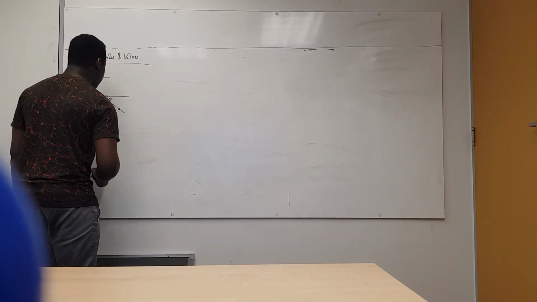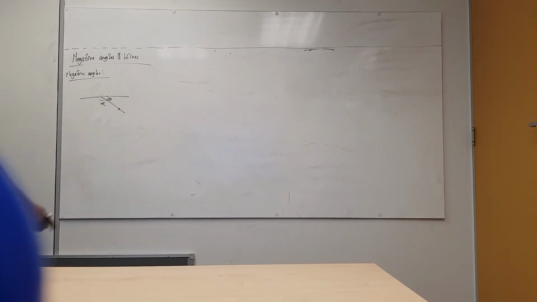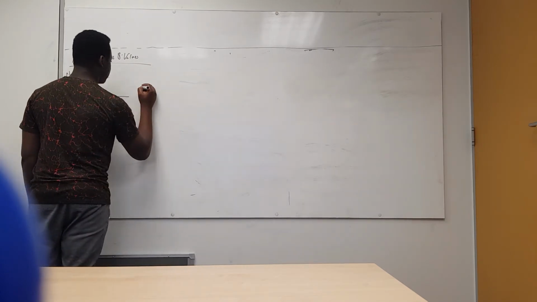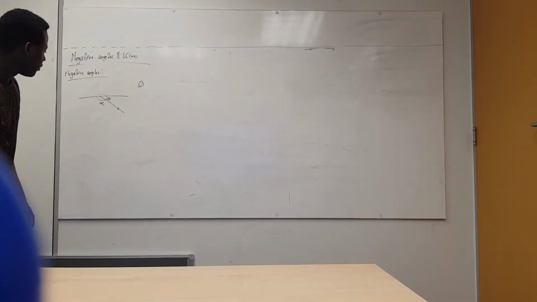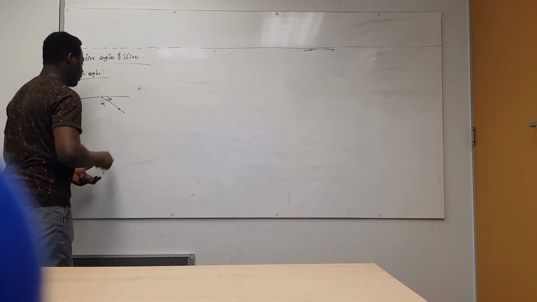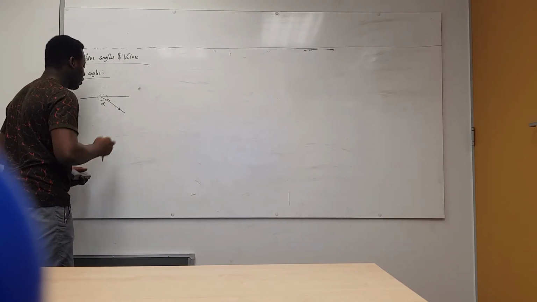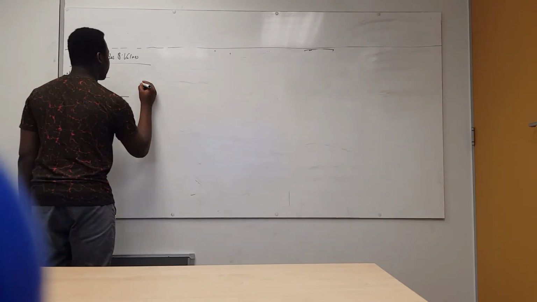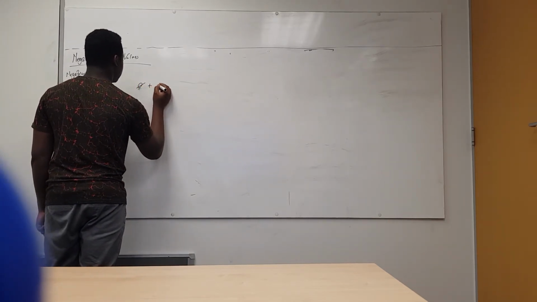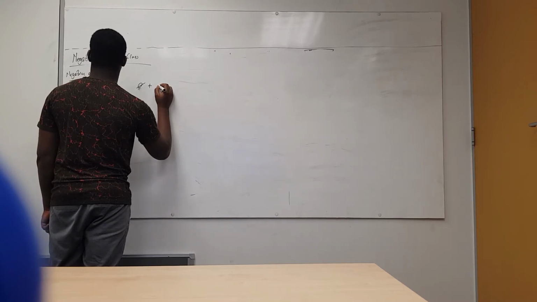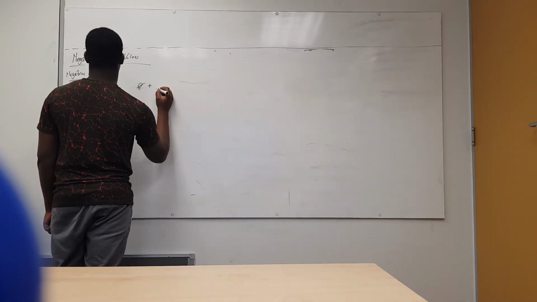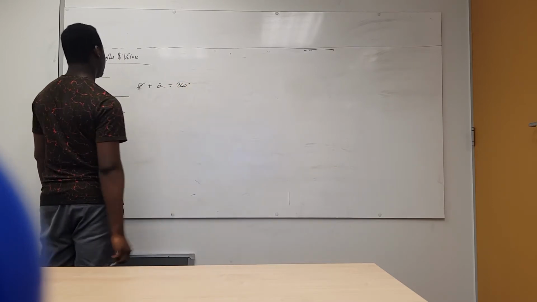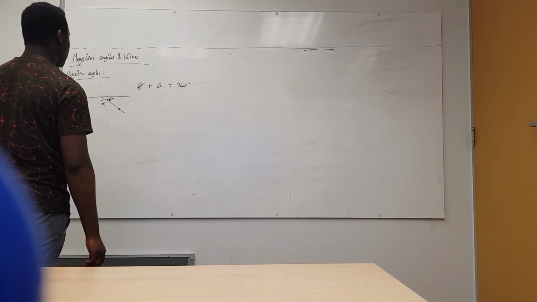We know something. The angle of a complete revolution is 360 degrees. Therefore, we can deduce that phi, this is phi, plus alpha is equal to 360 degrees. Okay.